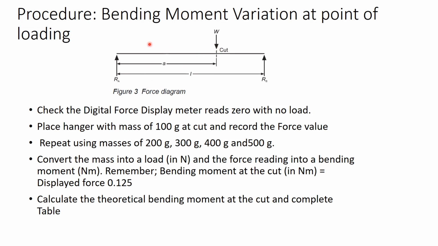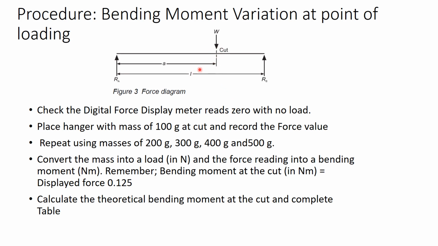In the first step, we will connect the software, and if we are performing in the lab, then we will zero the digital force display with no loads. So we will neglect the zero error, and then we will place the hanger with a mass of 100 gram. We will place the hanger at this section, the cut position, apply 100 gram mass and record the force value. Then we will repeat using 200 gram, 300, 400 and 500 gram at this cut section.